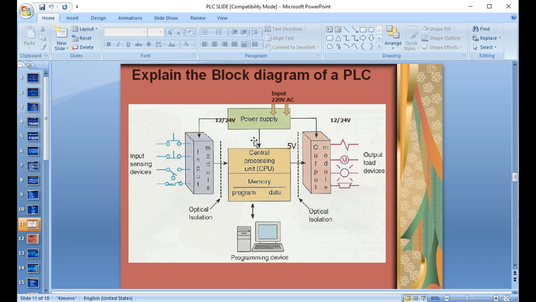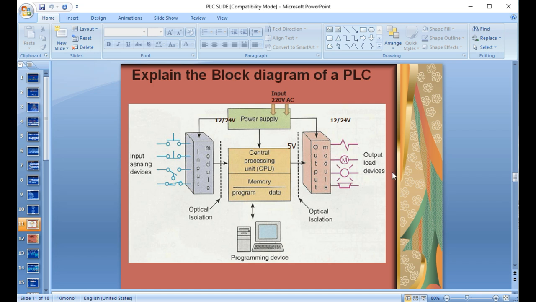And power supply. Every CPU or every PLC depends on two kinds of power supply, 24 volt DC and 220 volt AC. These are the only power supplies in the market right now. And this is the central processing unit. It absolutely depends on your programming, which program you have installed in your CPU or PLC. That data is processed, and then you get the output.